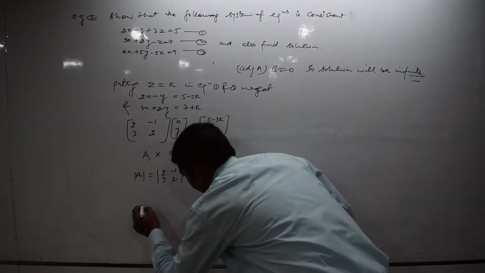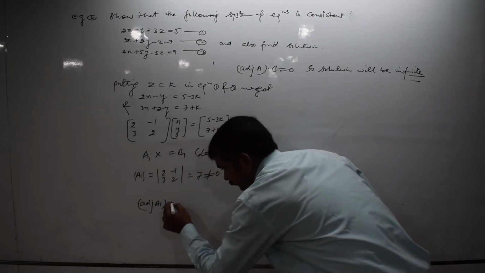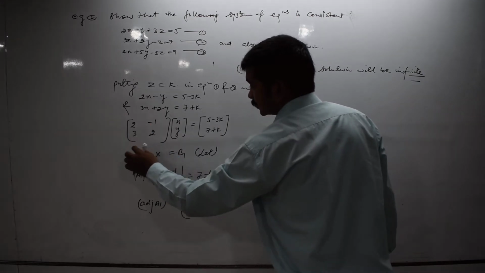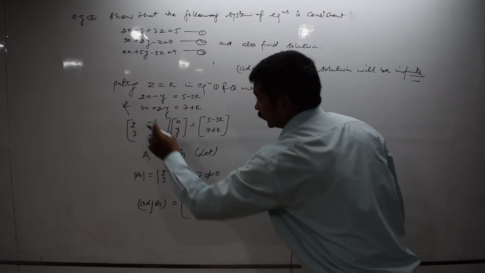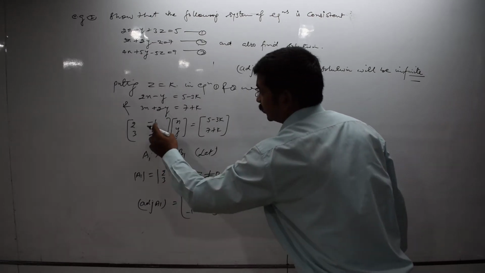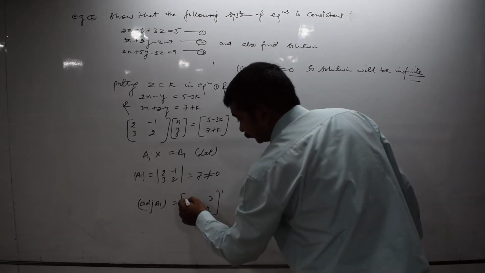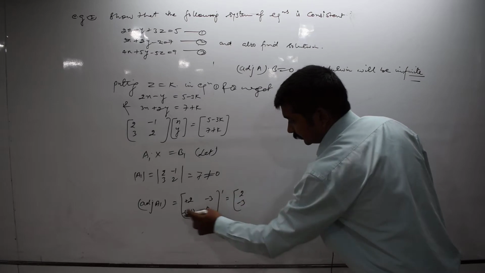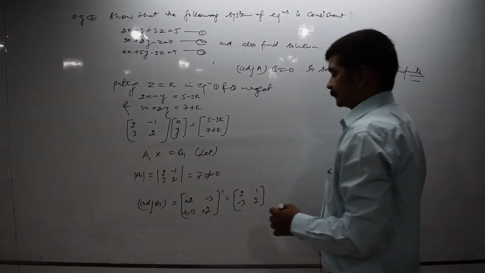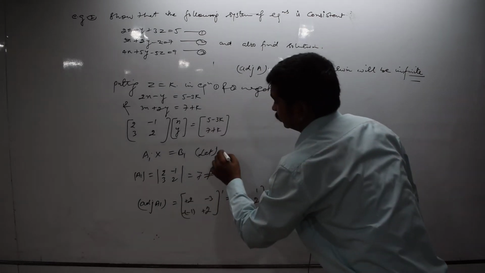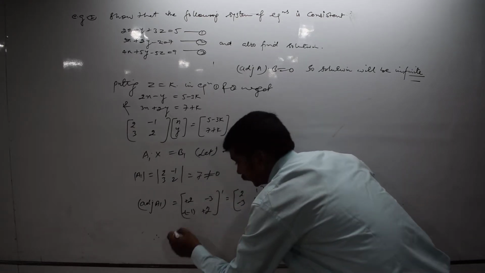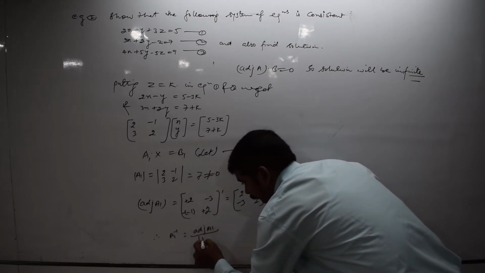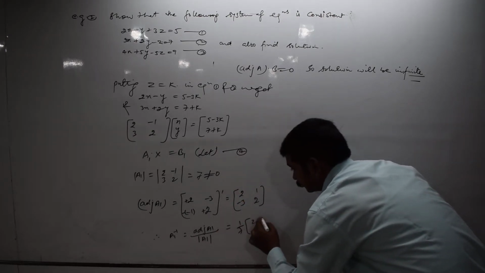Now we find adjoint A1. Adjoint A1 means the transpose of the cofactor matrix of A1. So transpose of A1: with respect to 2 here will be 2, with respect to minus 1 here is 3, with respect to 3 here is minus 1, and with respect to 2 here will be 2, taking plus minus, minus plus signs. So this will be 2, minus 3 and here 1, 2. Suppose this is equation 4. Now we find A1 inverse. A1 inverse means adjoint A1 upon determinant A1. So this will be 1 by 7 times 2, 1, minus 3, 2.